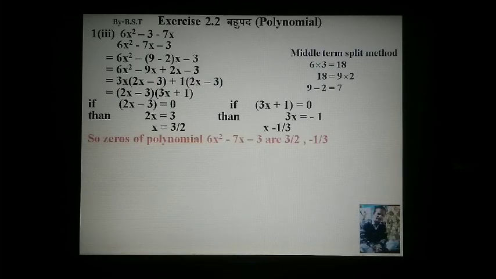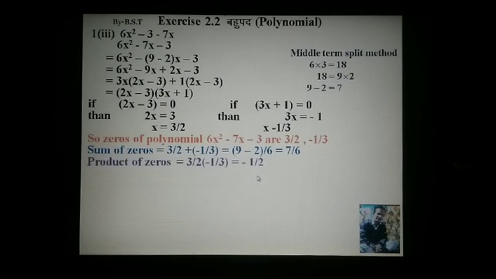Now the sum of these two zeros is 3 upon 2 plus minus 1 upon 3. When we take the LCM, we get 9 minus 2 upon 6, that will be equal to 7 upon 6. When we multiply these two, 3 upon 2 into minus 1 upon 3, 3 and 3 cancel, and then we get minus 1 upon 2.